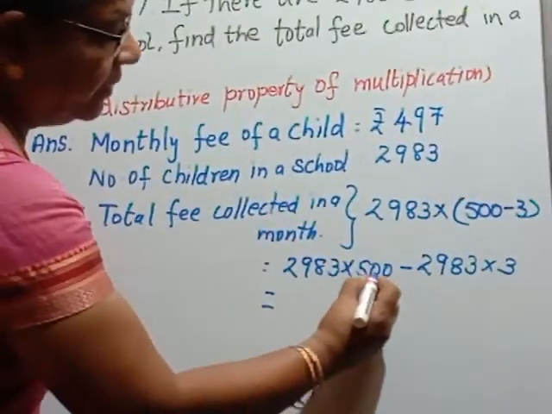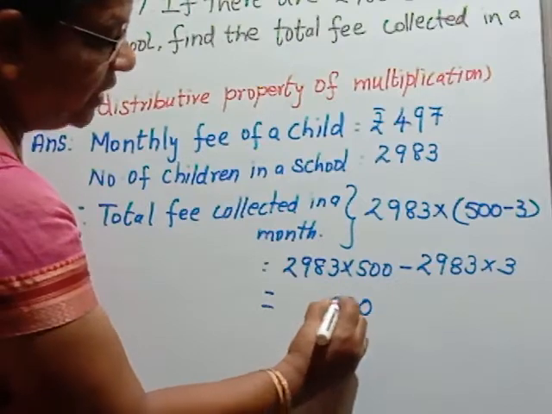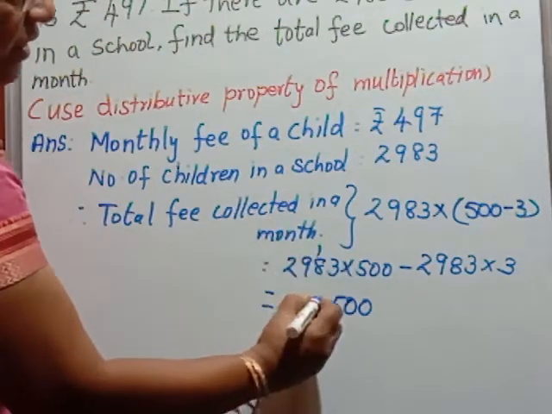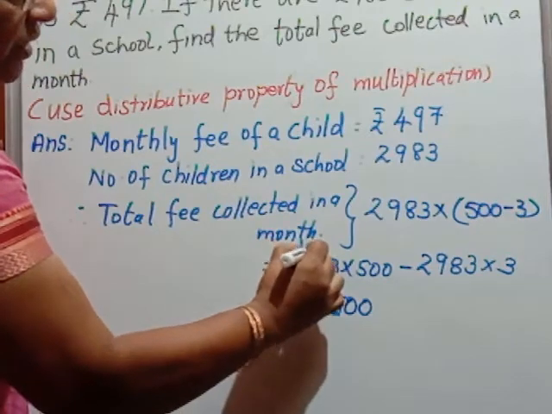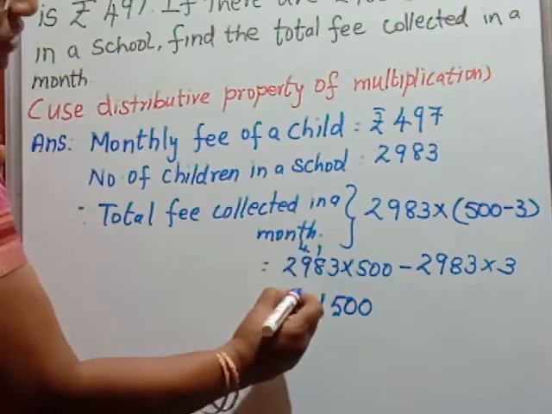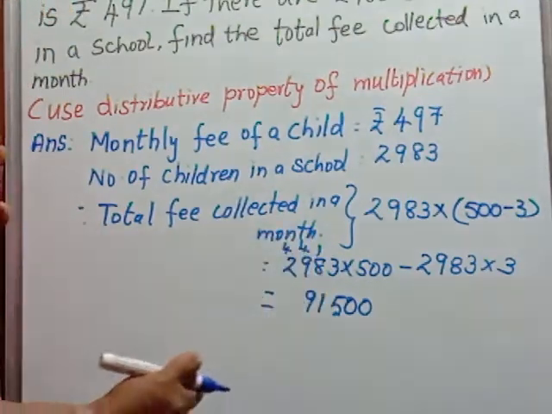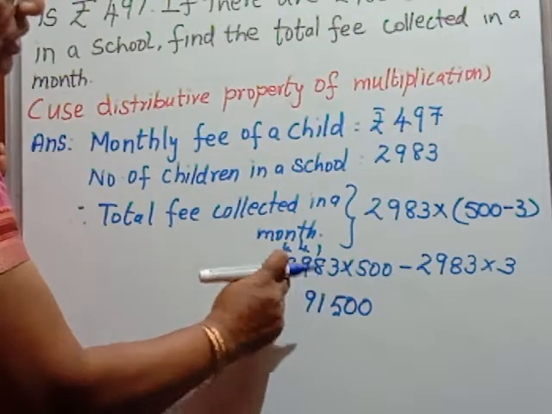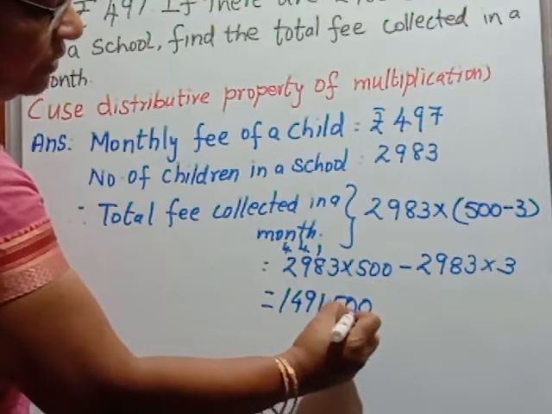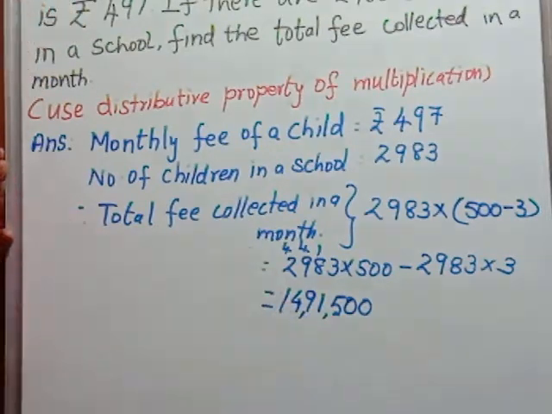Now we will multiply. 0, 0. 5 threes are 15. Remainder 1. 5 eights are 40. 40 plus 1, 41. Remainder 4. 5 nines are 45. 45 plus 4, 49. Remainder 4. 5 twos are 10. 10 plus 4, 14. So, ones, tens, hundreds, comma, thousands, ten thousands, comma, lakhs.